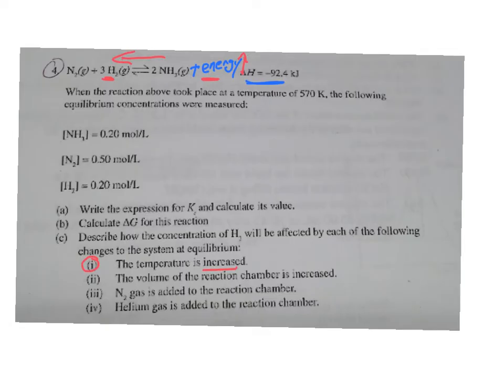The other thing I'm going to point out here that maybe wasn't asked in the question but is useful to know is, all these other changes may shift the reaction to the left or the right. In other words, they may increase or decrease the amounts of hydrogen. But temperature should be the only one that actually changes the K value. You'll remember that temperature is the only one that does that.